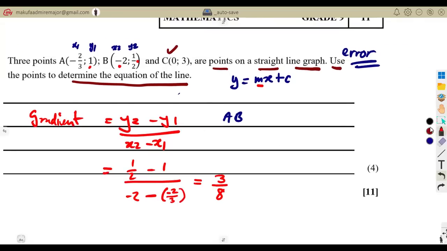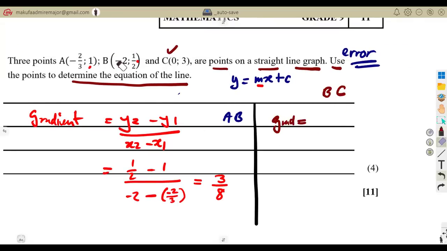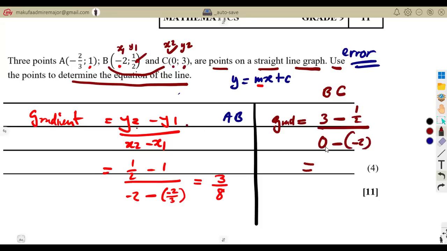But let's say we use another pair. Let's say you use B and C. This time we are using what? We call these x1, y1, x2, y2. So y2 minus y1: y2 is 3 minus y1, which is what? Simplifying this, guys, was going to give us 5 over 4 at the end.